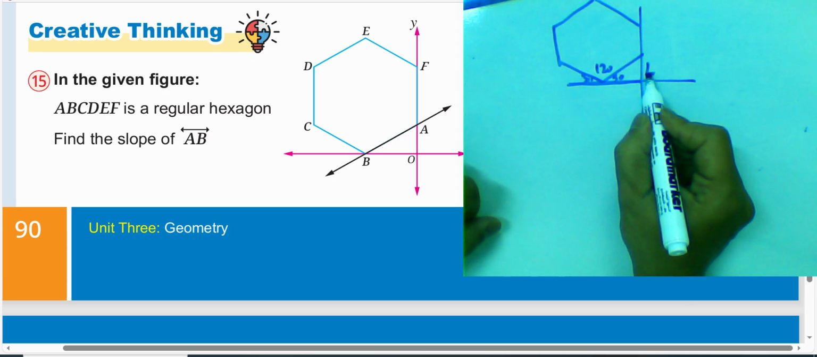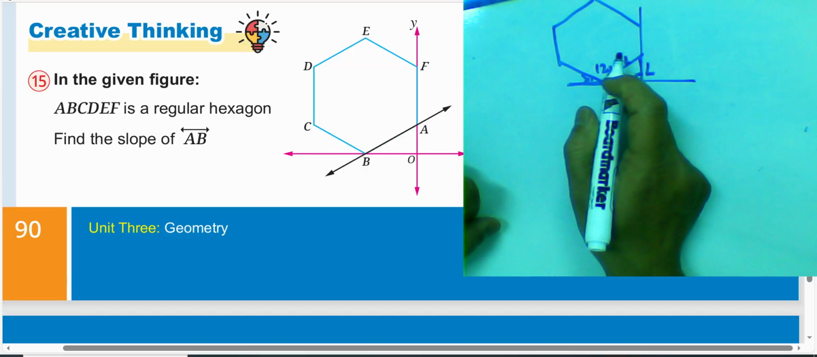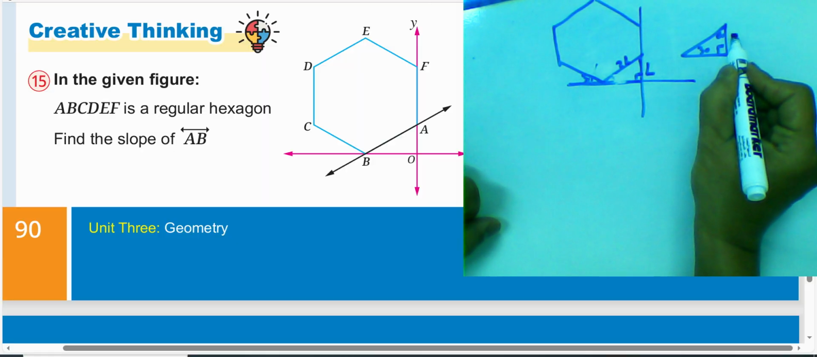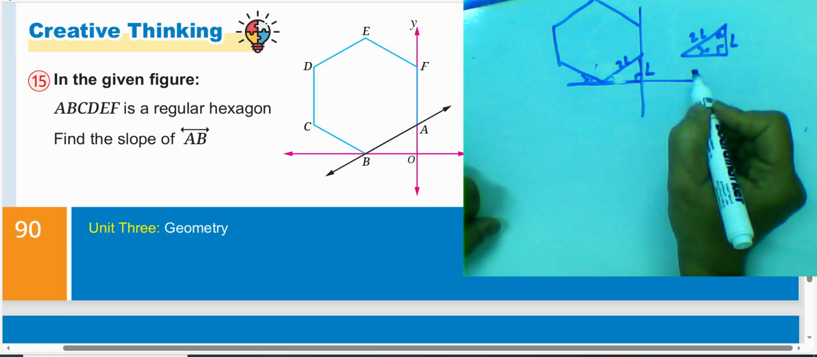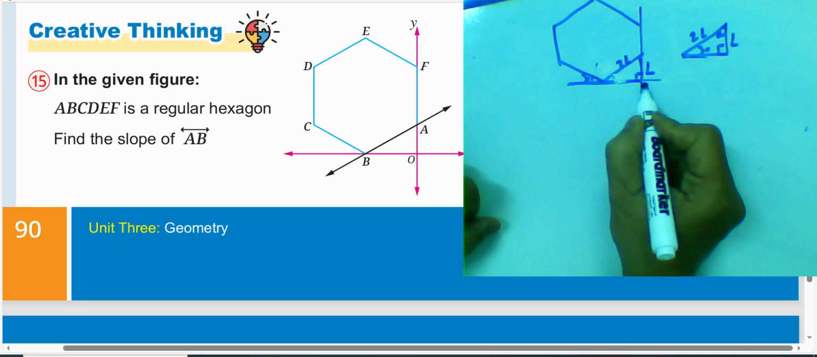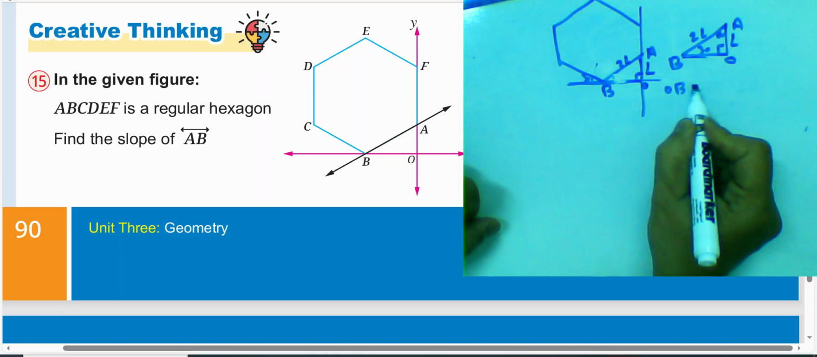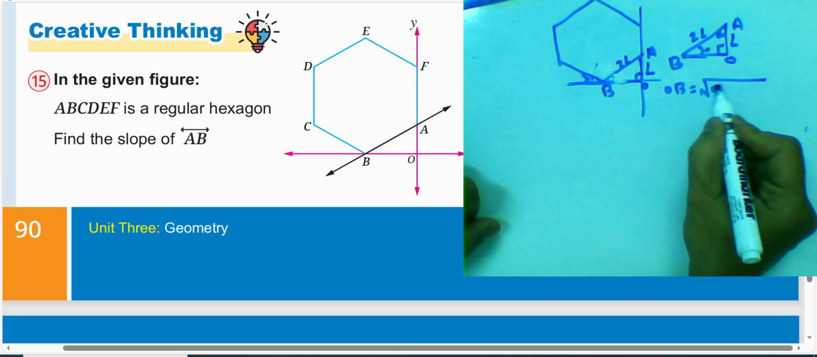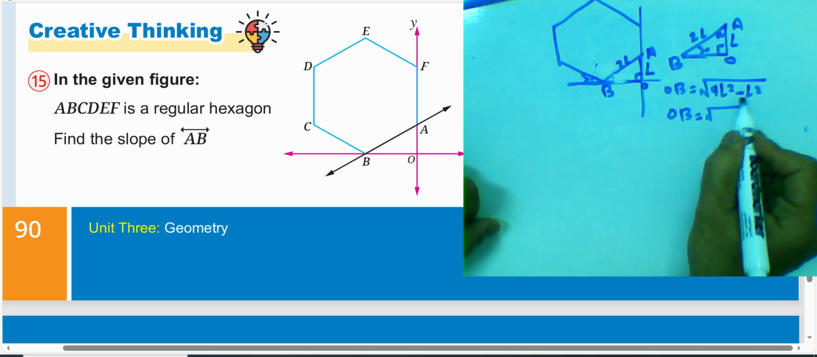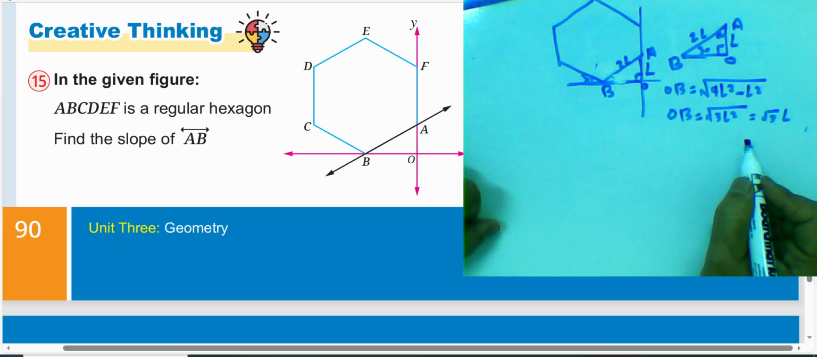If we put here L, then the hypotenuse will be 2L. Do you remember we have this 30 60 triangle here? That means if we put here L, then the hypotenuse will be 2L. And we can find the length from O to B by Pythagoras theorem. OB squared is 2L power 2, which is 4L power 2, subtract L power 2. Then OB equals square root of 3L power 2, so the result will be square root of 3 times L.